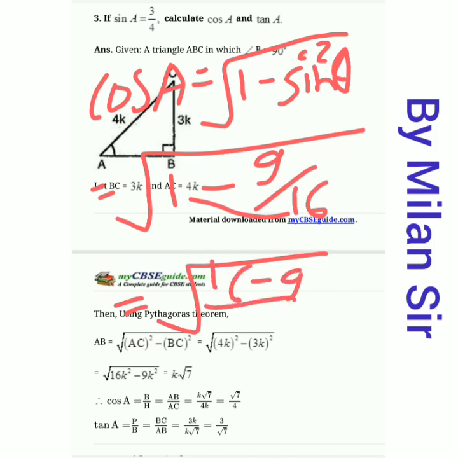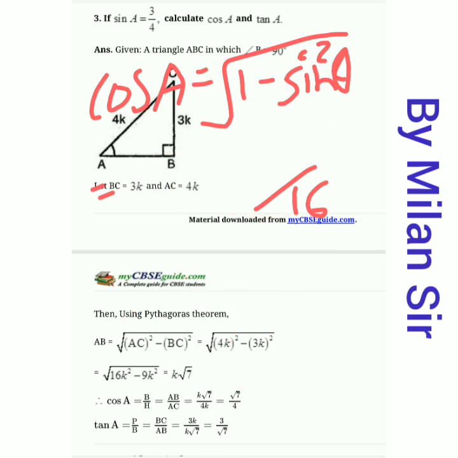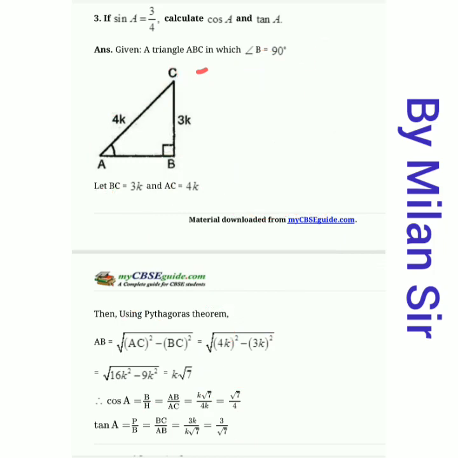16 minus 9 upon 17. 16 minus 9, it is 7. So I am right here under root 7, and in denominator 16 square root, it is equals to 4. So directly we got cos A is equals to under root 7 by 4, right? And if we have the value of sine theta and cos theta, then we can get our tan theta.